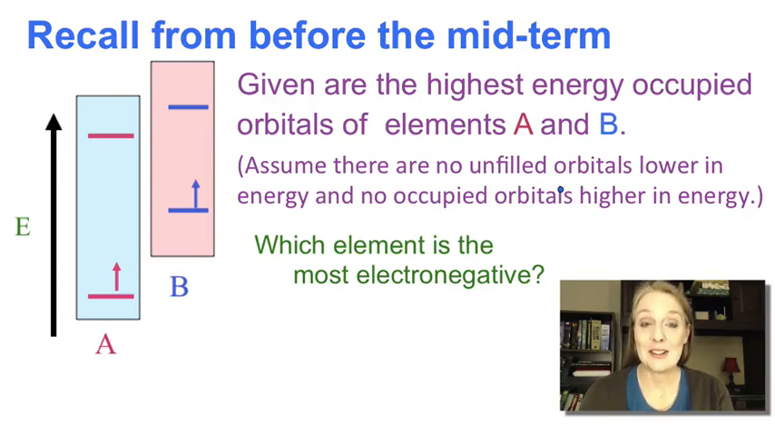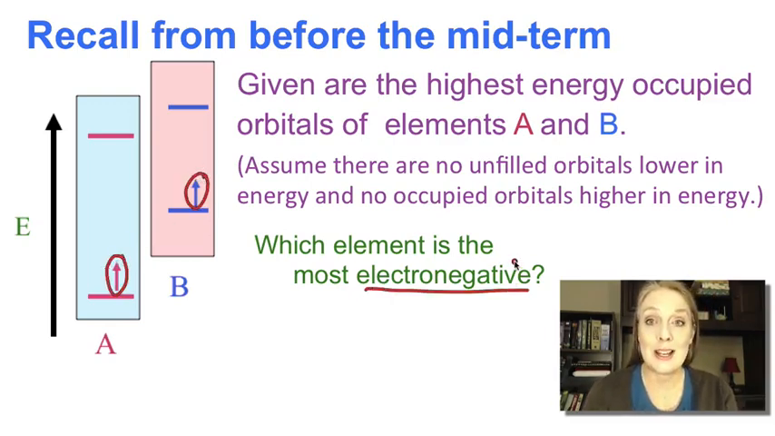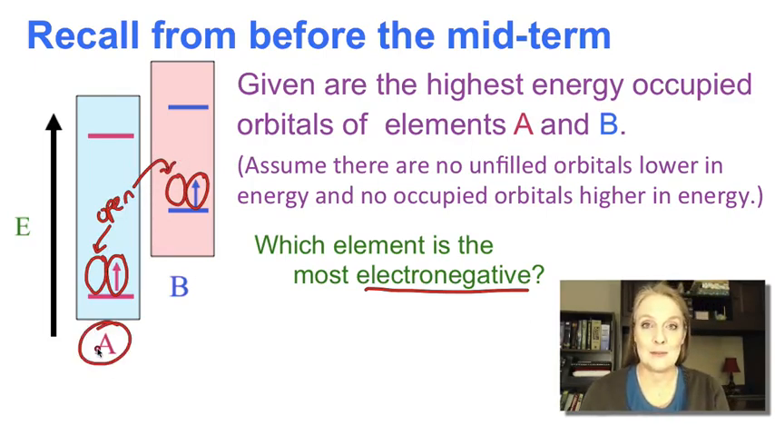A is the most electronegative, but electronegativity wasn't related to the energy of where the electron was, was it? So we're not really looking at where the electron is located for electronegativity. What we're looking at is space to accommodate a new bonding electron. So A has a spot that's at lower energy than B does, therefore A is more electronegative.